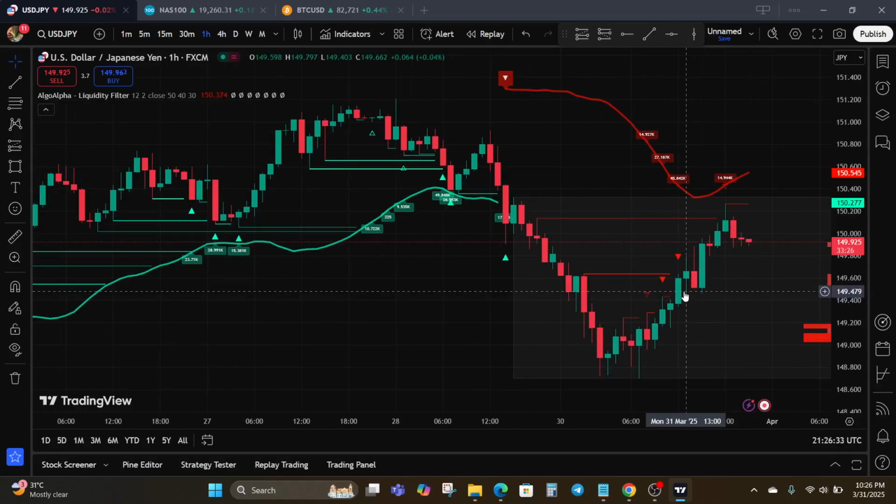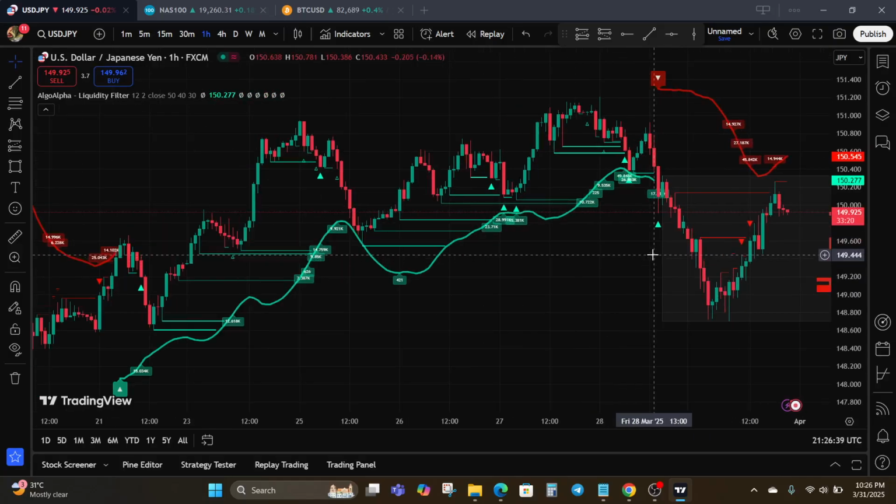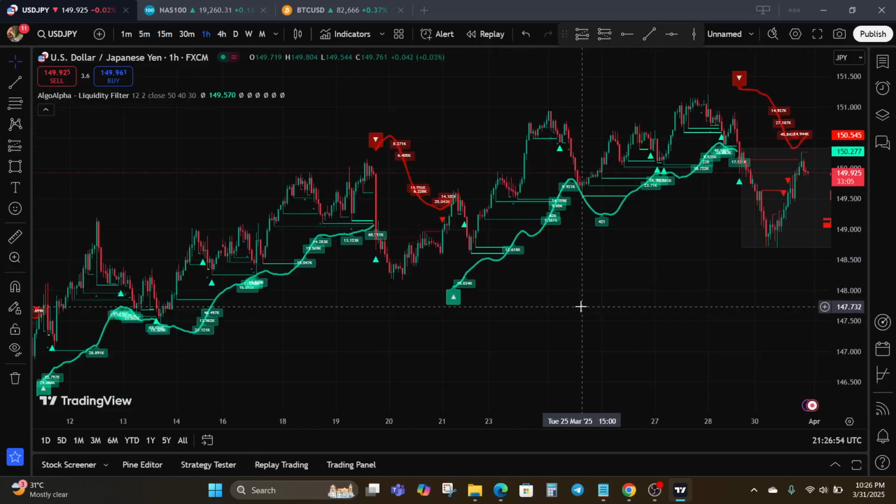Okay, so now what is a liquidity sweep? In case you are not familiar with the concept, let's briefly look at what liquidity sweep even means so that you can understand what this indicator tries to do for you. A liquidity sweep happens when price moves to trigger stop losses or pending orders.